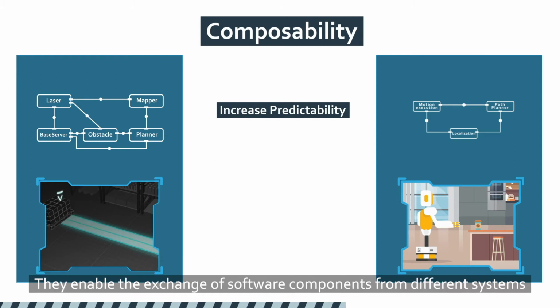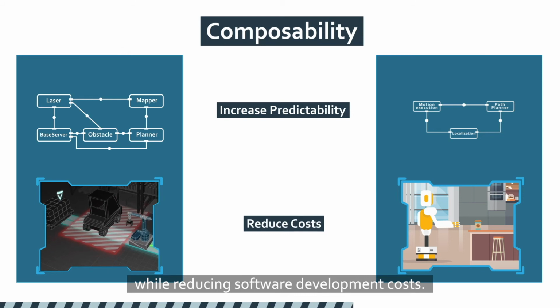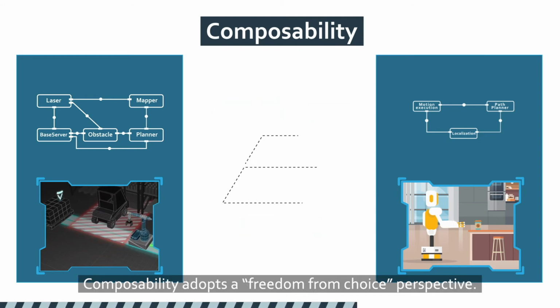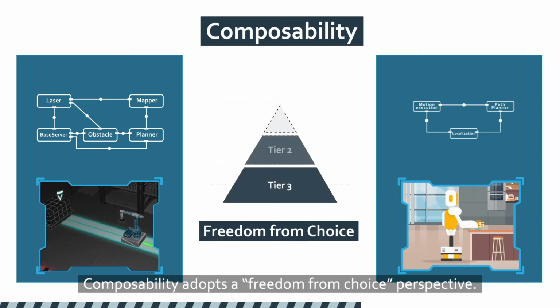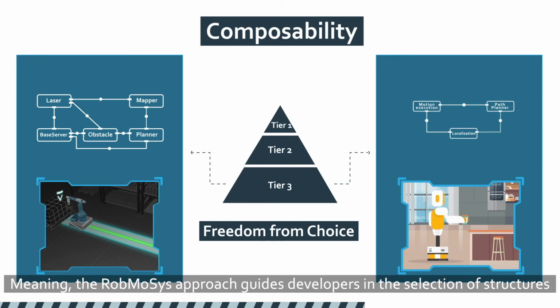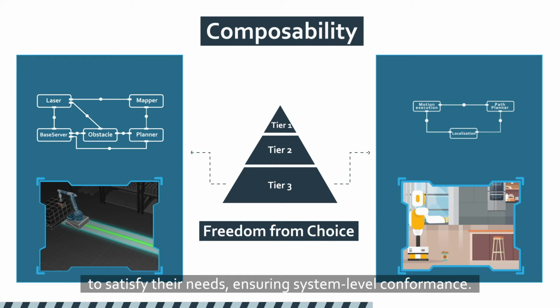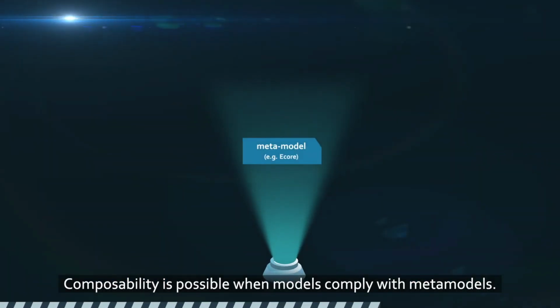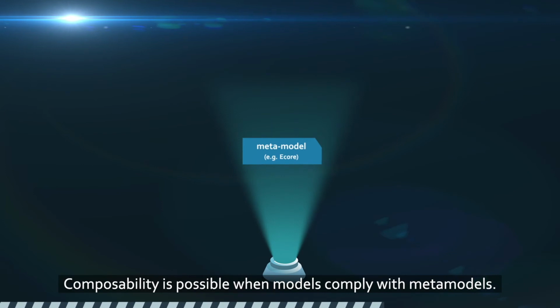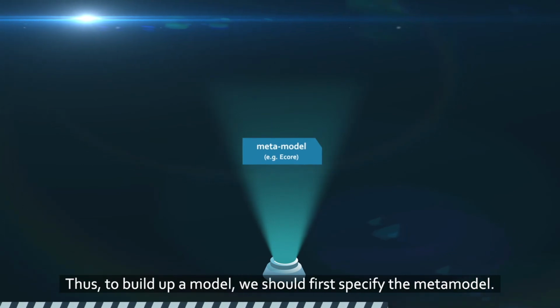They enable the exchange of software components from different systems while reducing software development costs. Composability adopts a freedom from choice perspective, meaning the RobMoSys approach guides developers in the selection of structures to satisfy their needs, ensuring system-level conformance. Composability is possible when models comply with metamodels. Thus, to build up a model, we should first specify the metamodel.